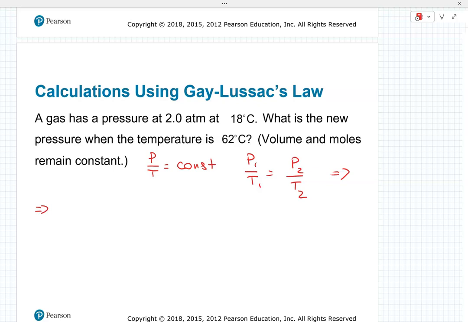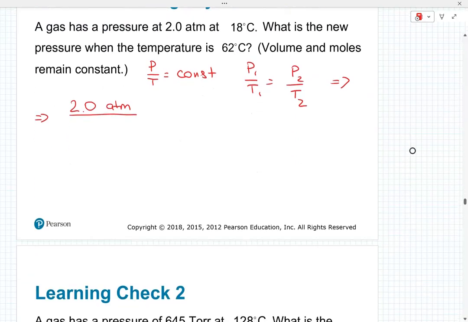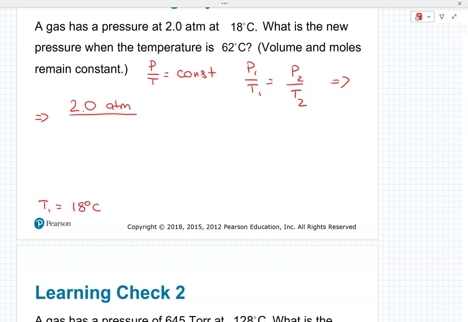What's the P1? 2 atmospheres. What is T1? In Kelvin. Always remember the temperature in calculations like this must be in Kelvin. So T1 equals 18 degrees Celsius, or if you add 273, 291 Kelvin.